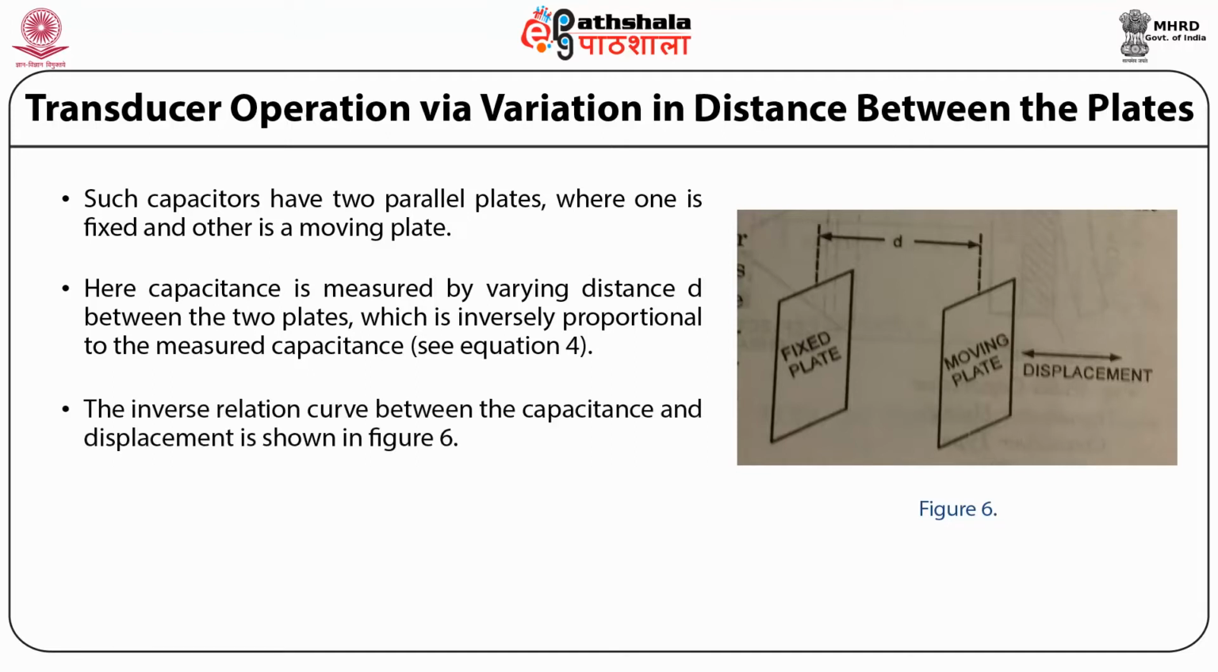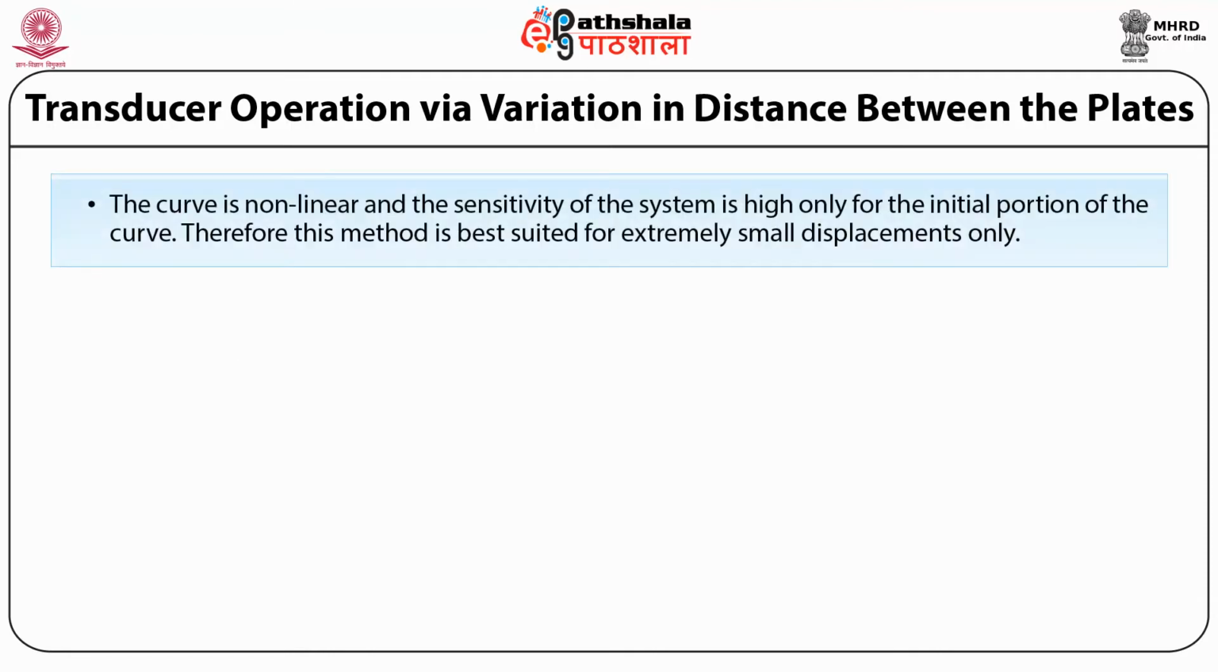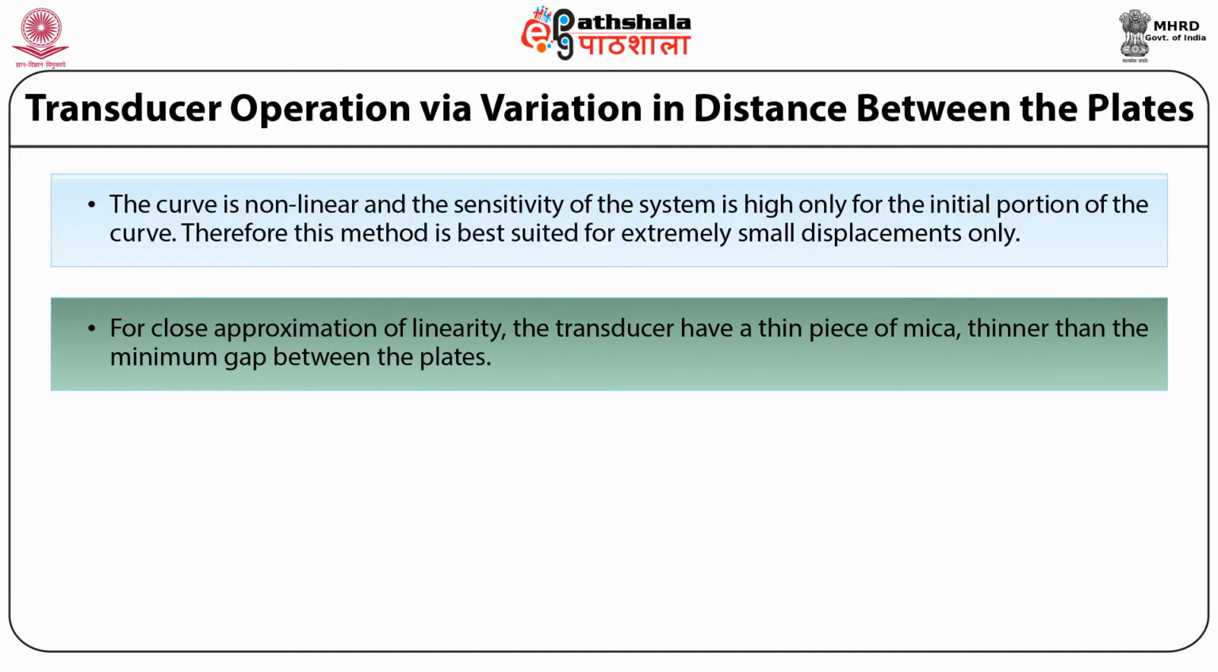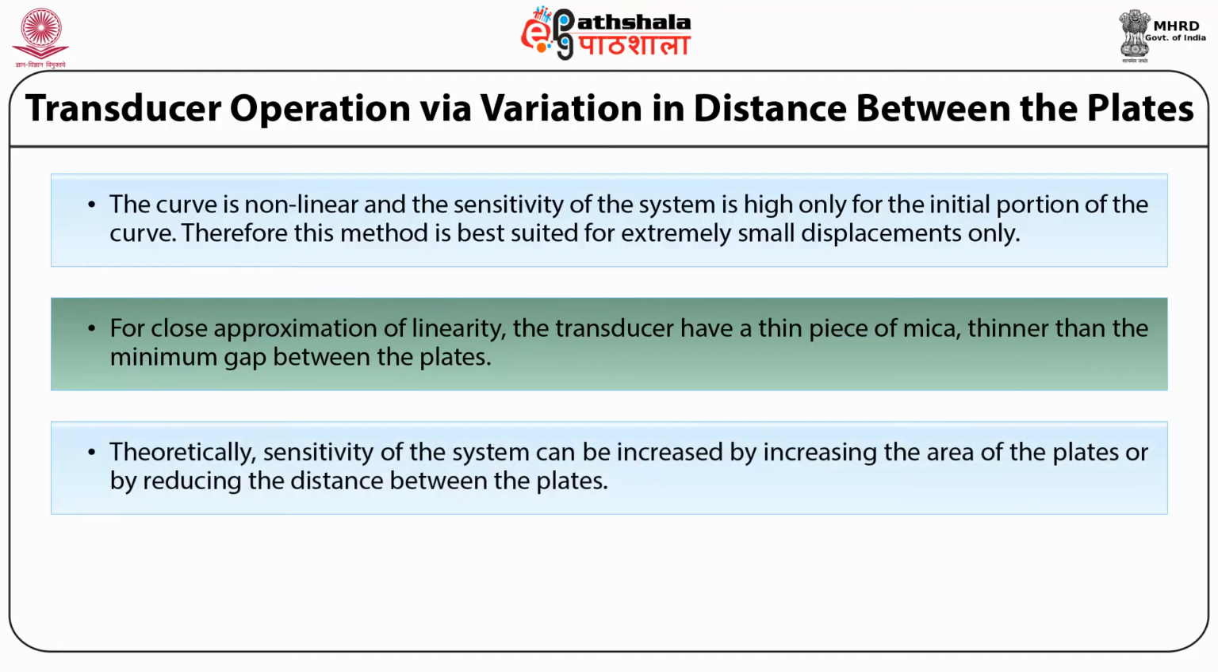The inverse relationship of the curve between the capacitance and the displacement is shown in figure 6. The curve is nonlinear and the sensitivity of the system is high only for the initial portion of the curve. Therefore, this method is best suited for extremely small displacements only. For close approximation of linearity, the transducer may have thin mica, thinner than the minimum gap between the plates. Theoretically, the sensitivity of the system can be increased by increasing the area of the plates or by reducing the distance between the plates.